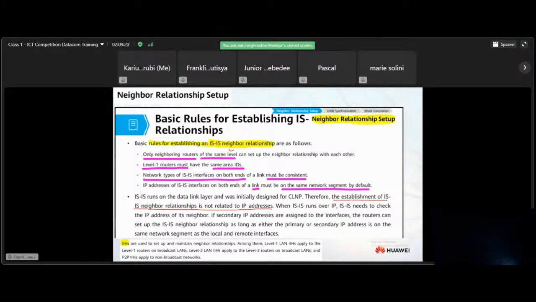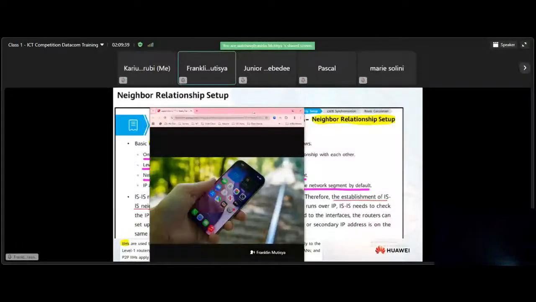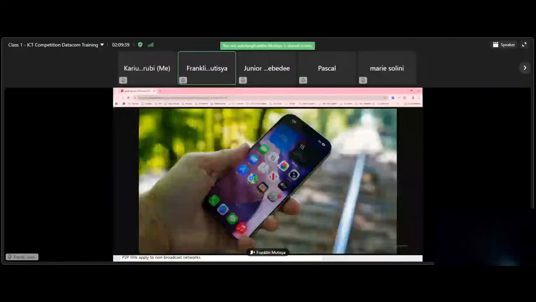I just want to see your mobile phone. Okay. Just in case, you'll not see mobile.